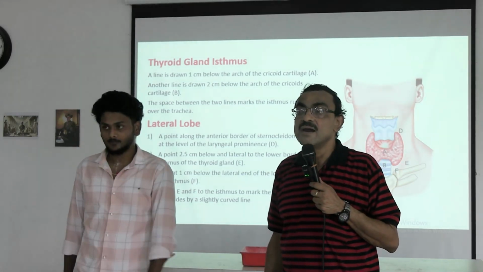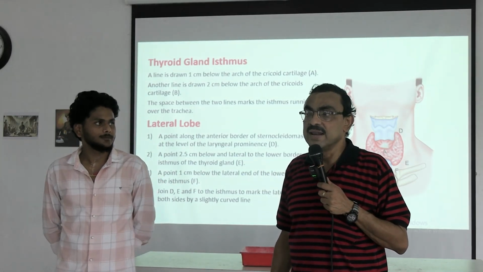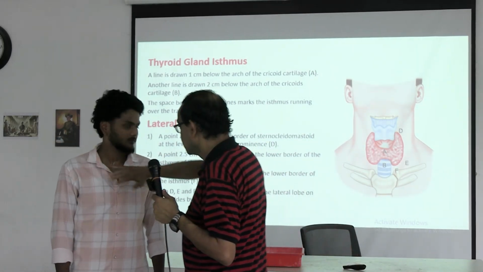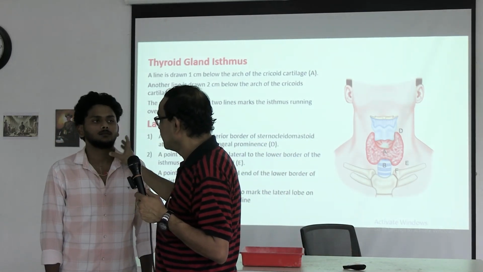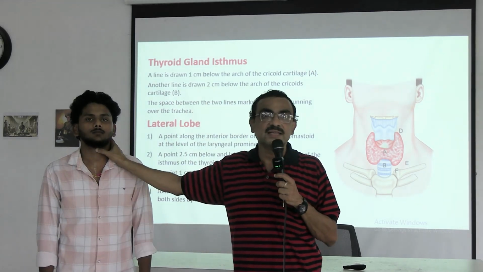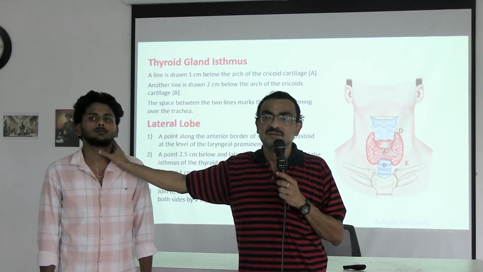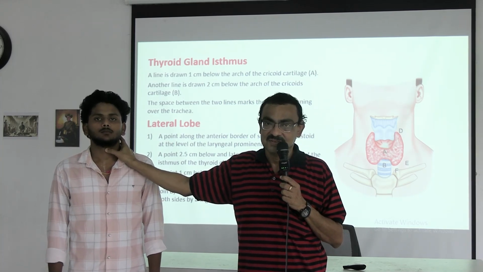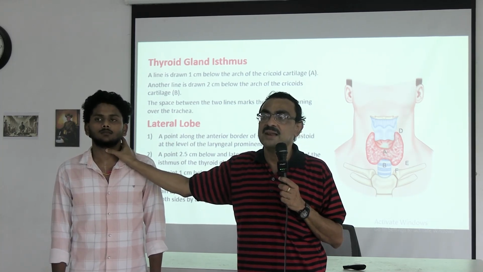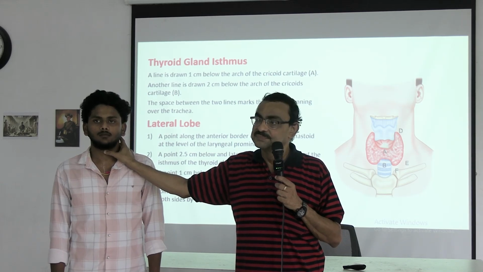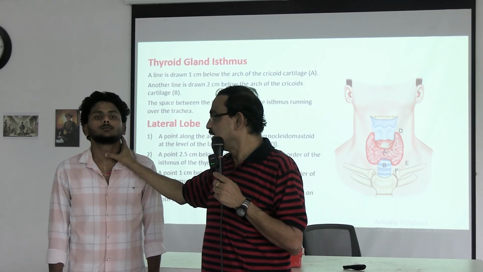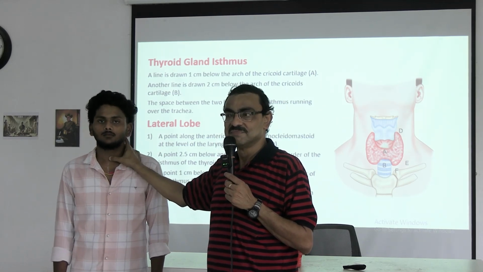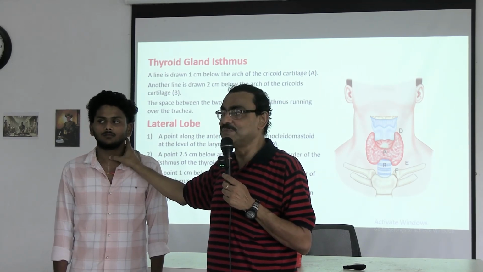Next, cricoid cartilage, anterior arch. We can feel the thyroid cartilage, the Adam's apple, the thyroid prominens, which is very prominent in males. Below that, we can feel another cartilage. We can feel another cartilage below the thyroid.